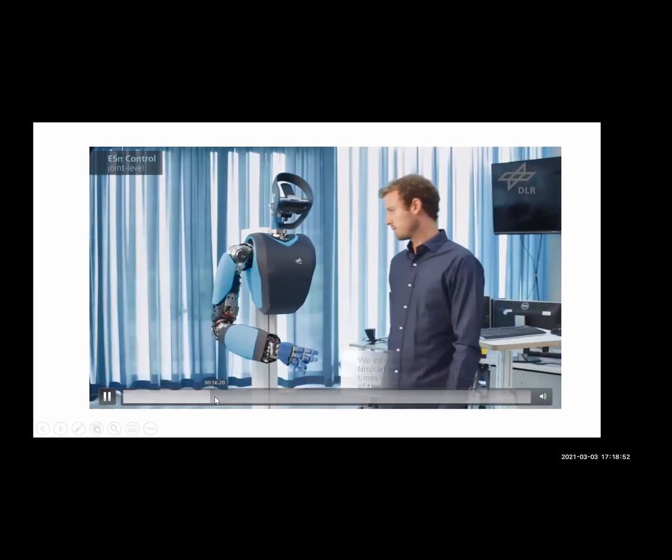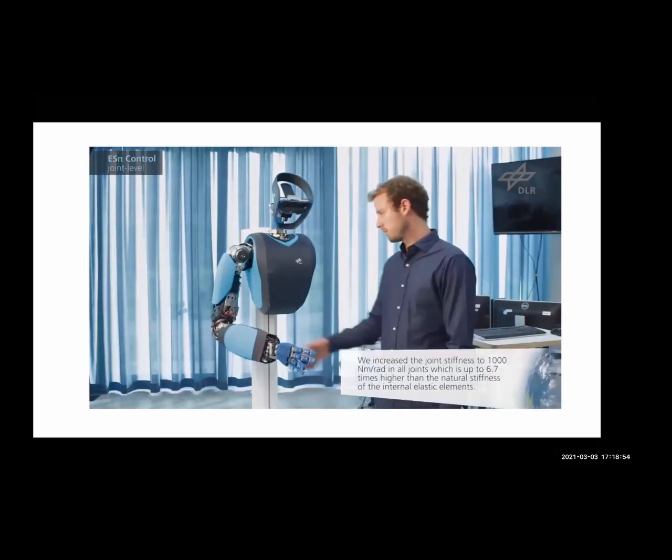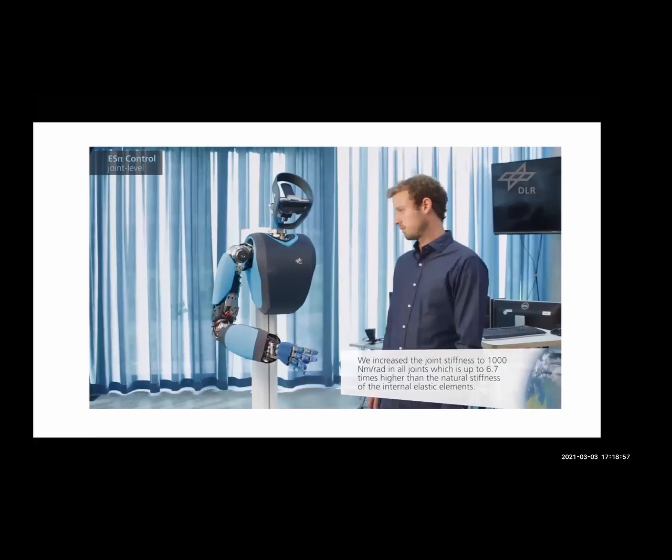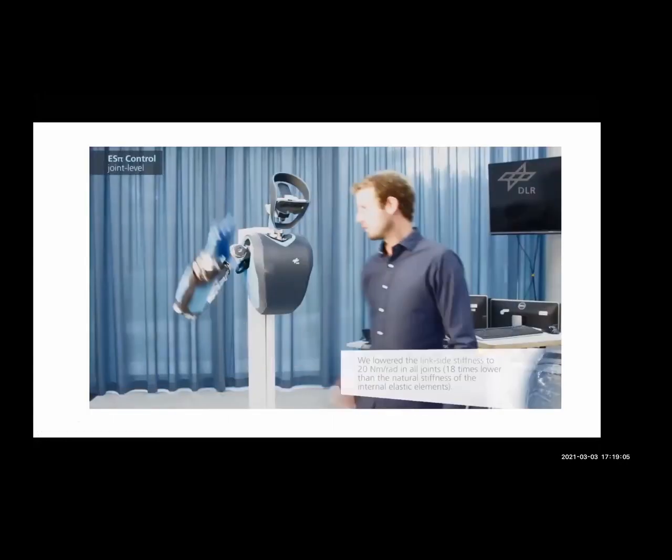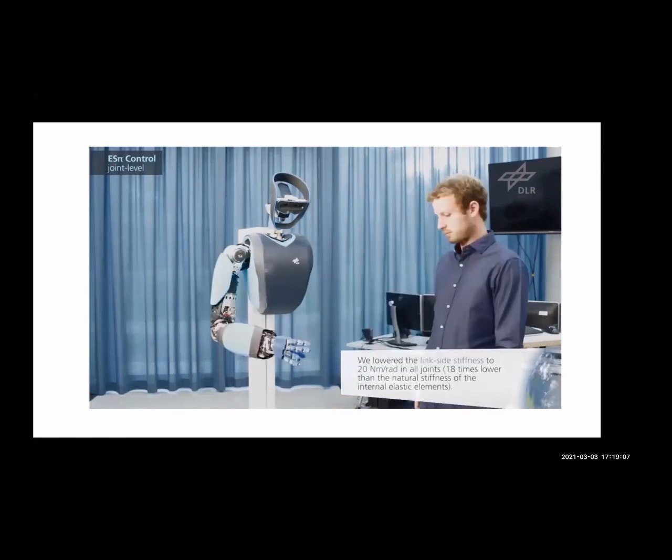Here it's a very stiff spring. He's pushing and he's hardly moving. Why? The spring is very, very hard. This is another example where the person is lifting the arm and the arm is coming down immediately. This is again stiffness control with a particular stiffness value.